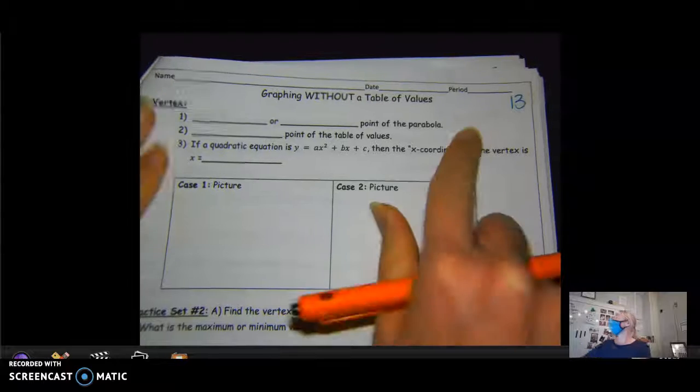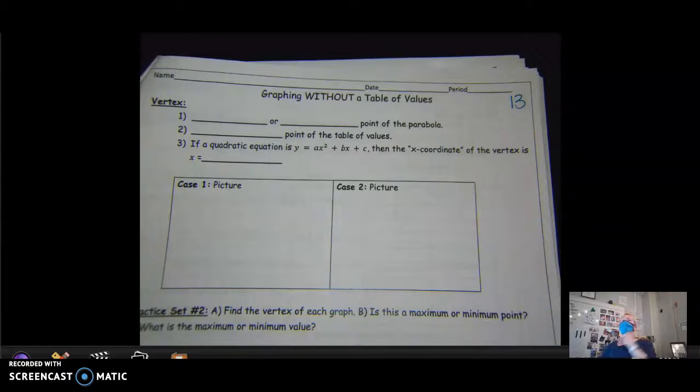Okay, so page 13 in our note packet. I'm going to give you a quadratic, and you are going to graph it. But the difference is now, I have in the past given you a table with numbers in for x, correct? I'm going to give you a table now, or not even give you a table, and you're going to have to figure out the numbers for x.